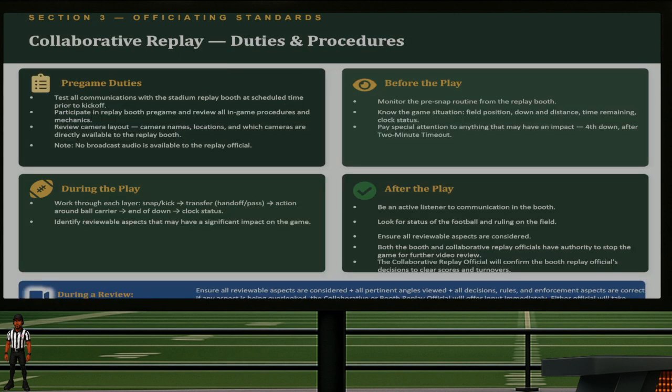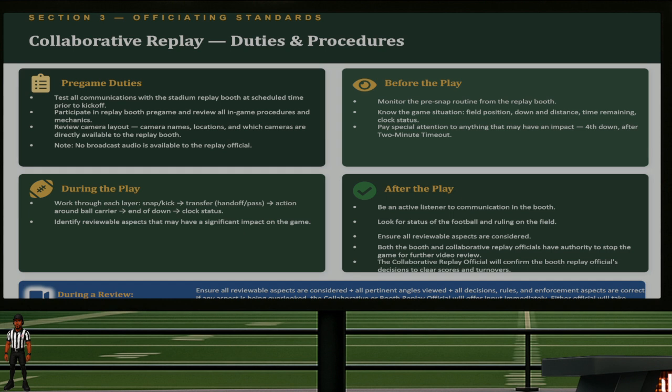Collaborative replay. This section covers the duties and procedures that govern how the replay booth and the on-field crew work together. There are 4 phases. Phase 1, pregame duties. Test all communications with the stadium replay booth at the scheduled time prior to kickoff. Take part in the replay booth pregame and review all in-game procedures and mechanics. Review the camera layout, including camera names and locations, and which cameras are available directly to the replay booth. Important note, no broadcast audio is available to the replay official.